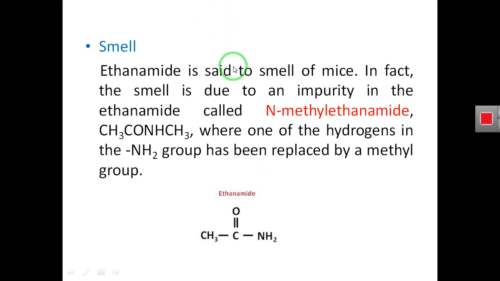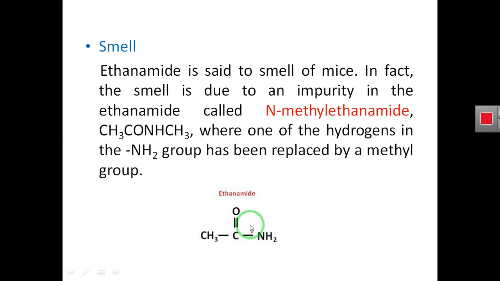Another physical property that we would discuss about amides is their smell. Amides have a characteristic smell. For example, ethanamide, which is actually acetamide. Acetamide is another name of ethanamide, and here we have the structure of ethanamide. You can see it has a carbon atom that is double bonded with an oxygen atom, and it has a methyl group, and it has an amine group. This is the structure of ethanamide.